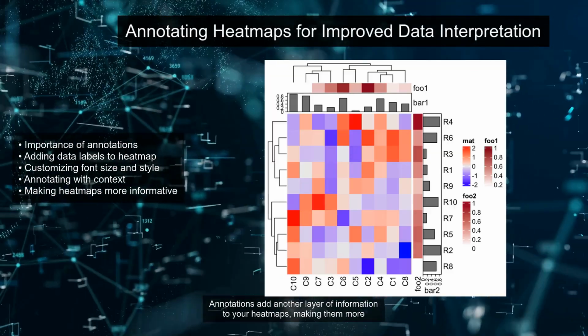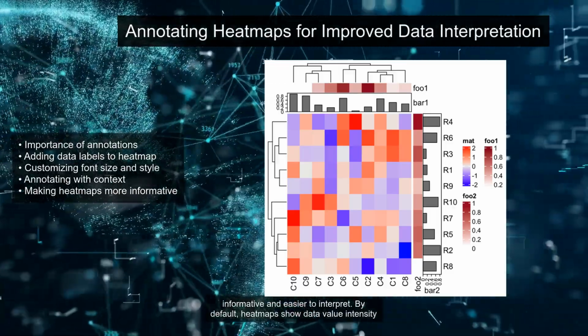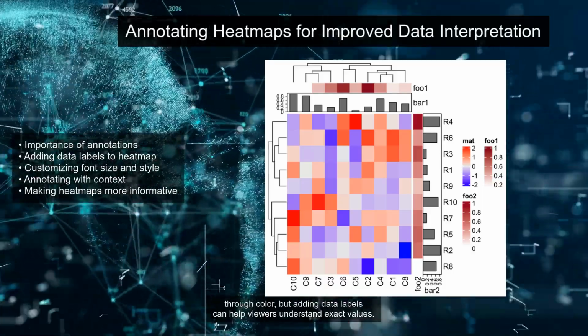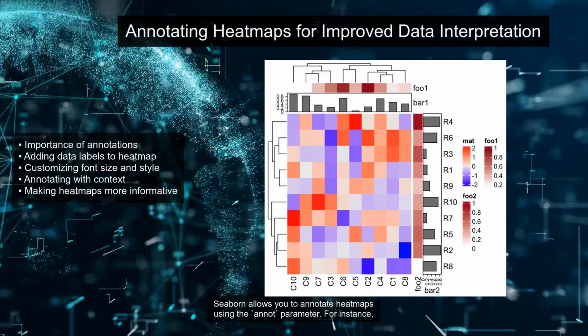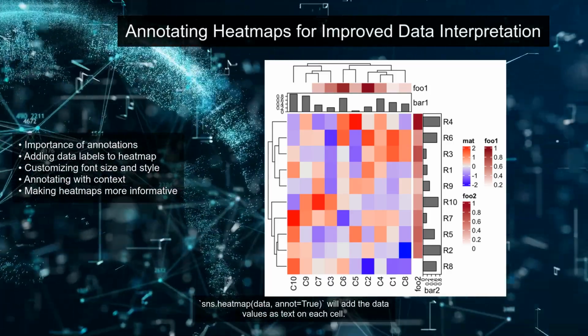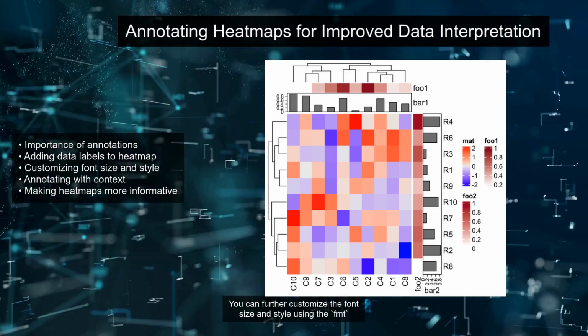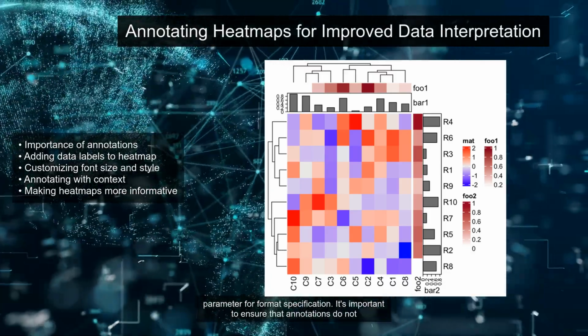Annotations add another layer of information to your heat maps, making them more informative and easier to interpret. By default, heat maps show data value intensity through color, but adding data labels can help viewers understand exact values. Seaborn allows you to annotate heat maps using the annot parameter. For instance, sns.heatmap(data, annot=True) will add the data values as text on each cell. You can further customize the font size and style using the fmt parameter for format specification.